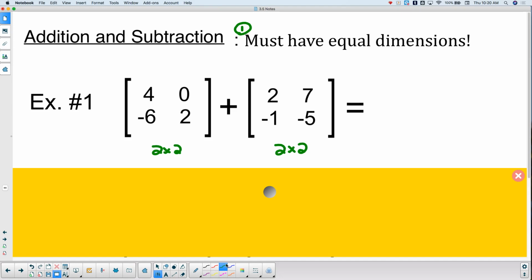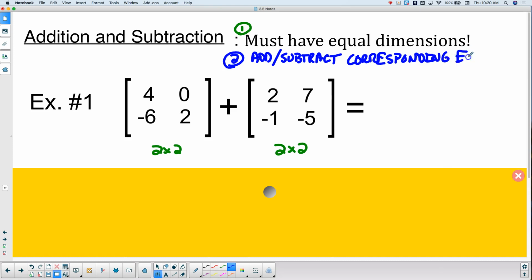Being that these are good to go, then what I do is I add or subtract the corresponding elements.